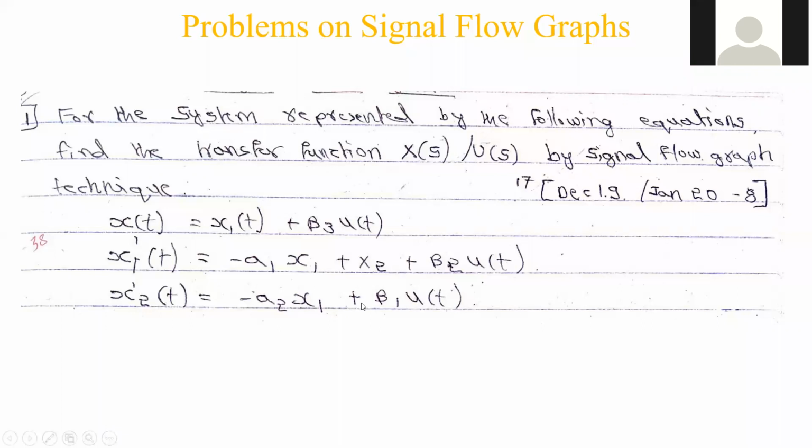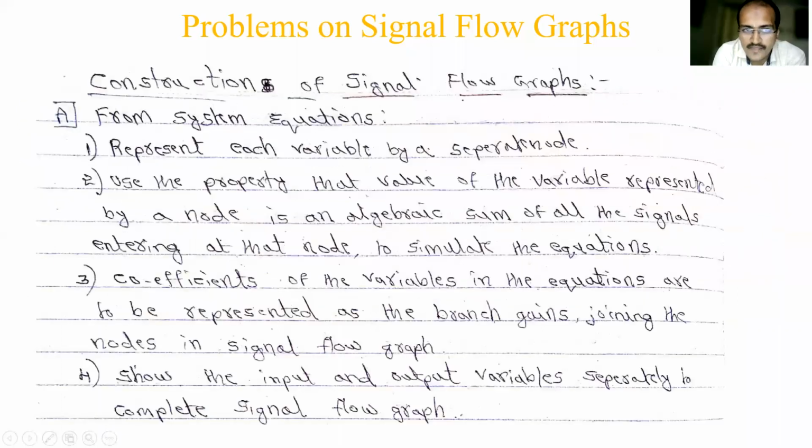Okay, so first thing you have to understand the steps. Represent each variable. What are the variables you have there? x1, x2, u of t in the equations. And along with them there are some coefficients like beta 1, beta 2, a1. They are nothing but the branch gains.